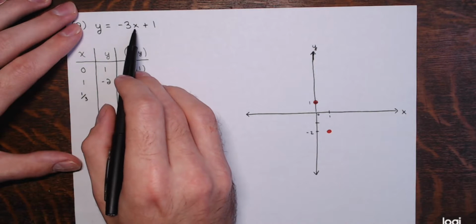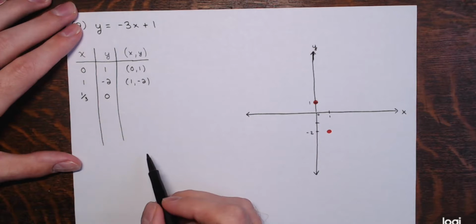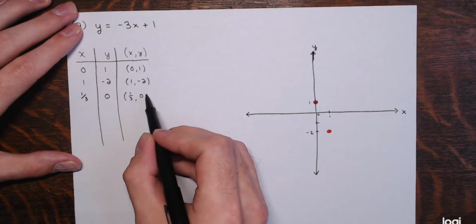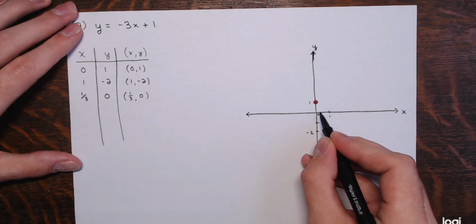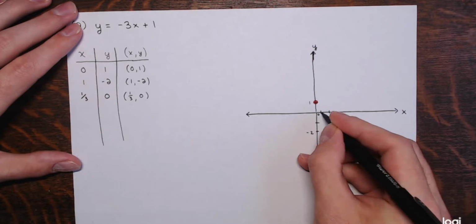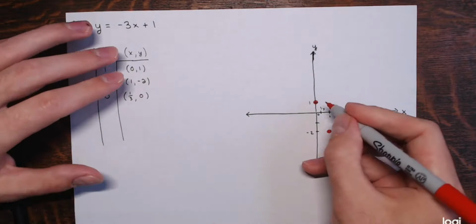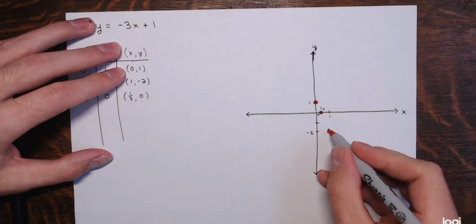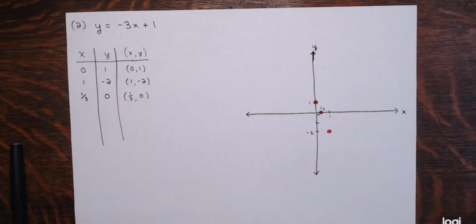-3 times 1/3 would be -1, and then plus 1 would be 0. So I have 1/3 for the x, 0 for the y. All right, now here's 0 on the x-axis, here's 1. So I'm going to eyeball 1/3. 1/3, say, is about there. All right, so 1/3 on the x, 0 on the y. So I'm on the x-axis. Right, there's that point there. And again, you're seeing that these points seem to be falling on a straight line, in a straight line pattern.